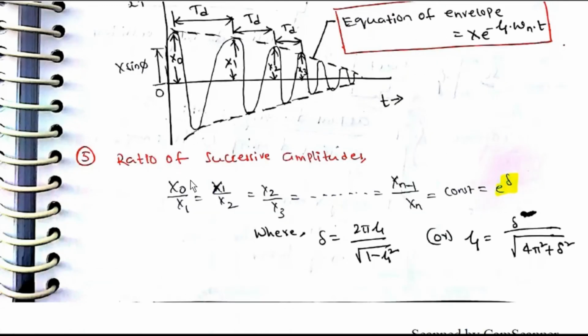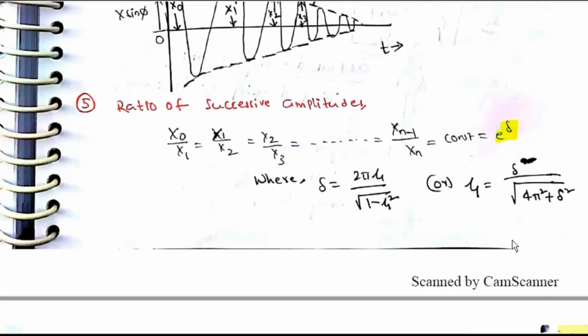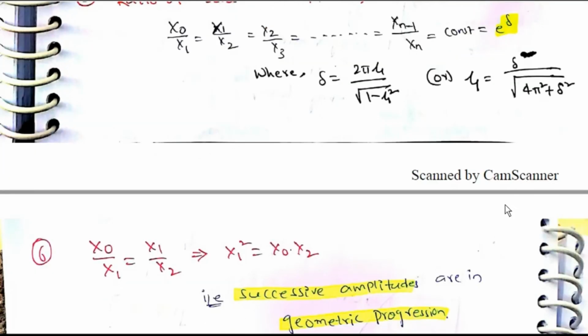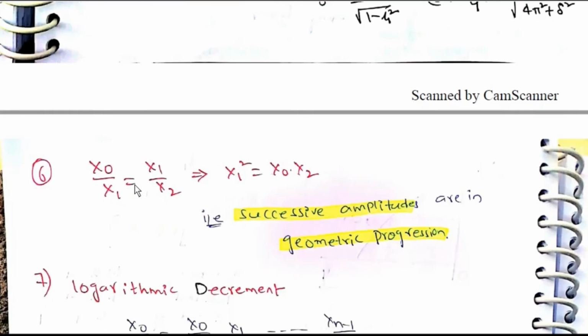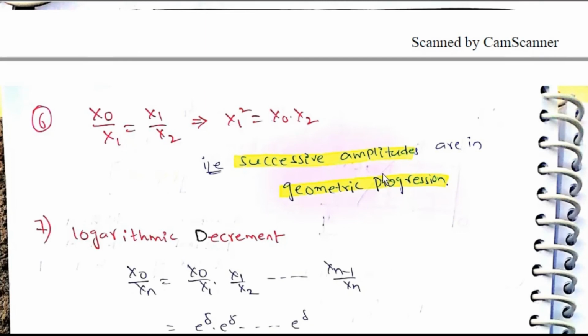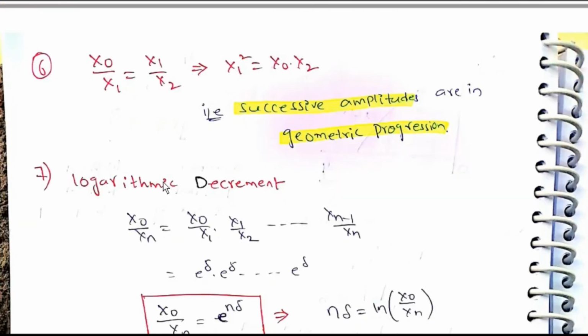Ratio of successive amplitudes: x0/x1 = x1/x2 = x2/x3 and so on = x(n-1)/xn = constant = e^(δt), where δ = 2πε/√(1 − ε²), or ε = δ/√(4π² + δ²). Since x0/x1 = x1/x2, x1² = x0 x2. The successive amplitudes are in geometric progression.